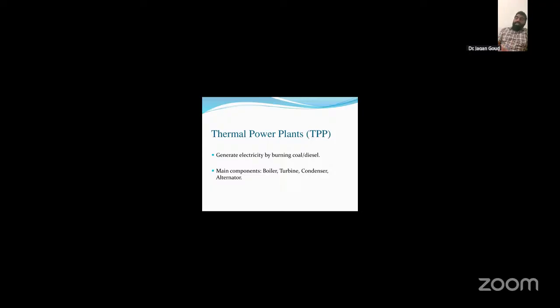Principle of operation: thermal power plants work on the Rankine cycle, where heat energy is converted into mechanical energy and then into electrical energy.